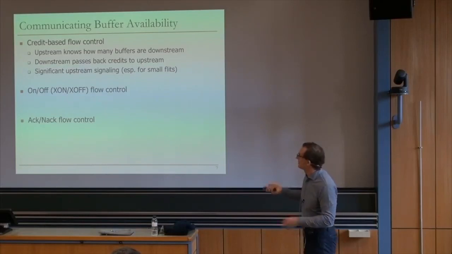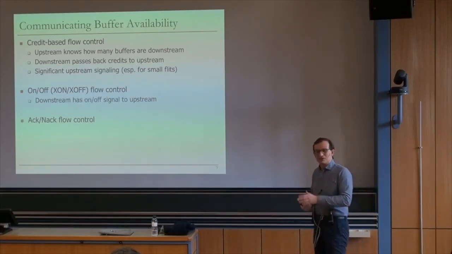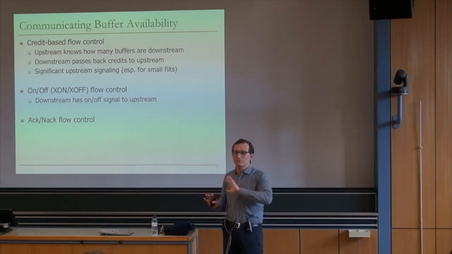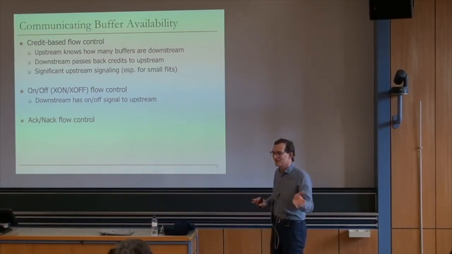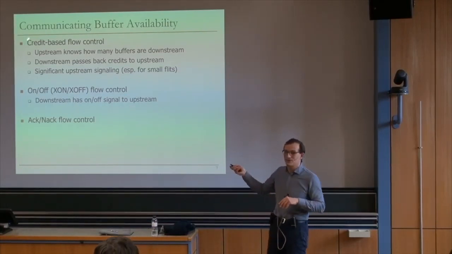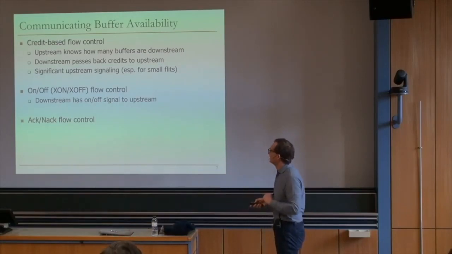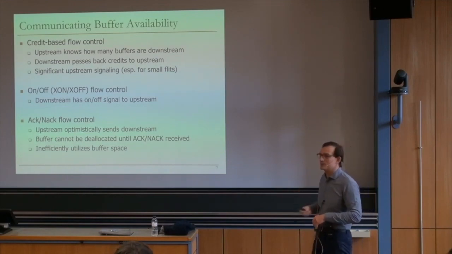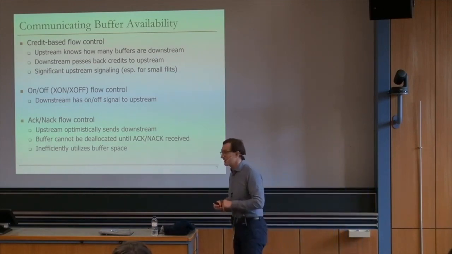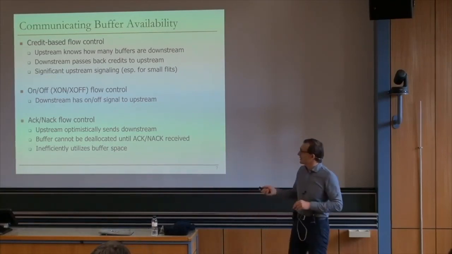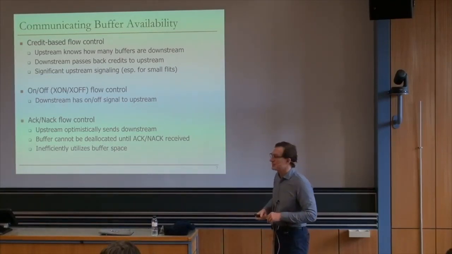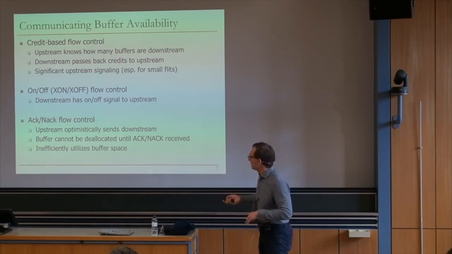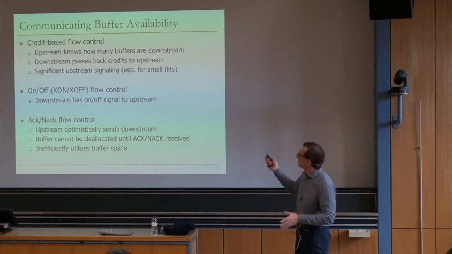So the on and off flow control is a different method. It basically says, stop sending me packets because I don't have buffers, or now you can start sending me packets. It's on and off, basically. It's different from how many buffers I have in credits. ACK-NAC means the upstream router optimistically sends the packet to the downstream router, but it cannot deallocate the buffer until it receives an ACK or NAC. Right. But of course, this may have downsides like inefficient utilization of buffer space. But they all have downsides in the end.